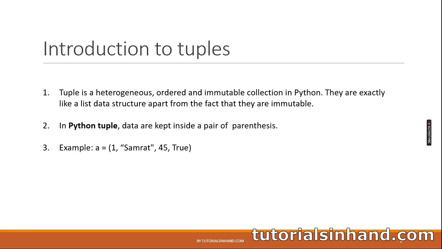Okay. Last but not least, I have given an example of how to create a tuple in Python. So we have assigned a tuple which contains 1, Samrat, 45 and true, and we have assigned this tuple to a variable named a. Okay, so this is how we basically create a tuple in Python. So don't worry as of now. In the next few minutes we will go to VS Code and understand all the methods that are required to work with tuples in Python. Okay.